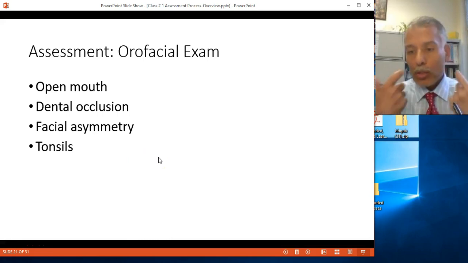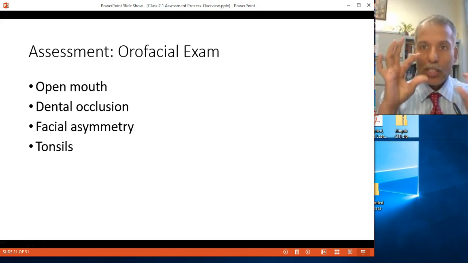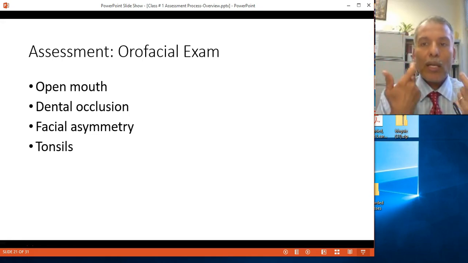Tonsils. For the tonsils, you have a flashlight and ask the person to open their mouth. With the flashlight, you can look. Sometimes with the otoscope, you can look through and you can see the tonsils.